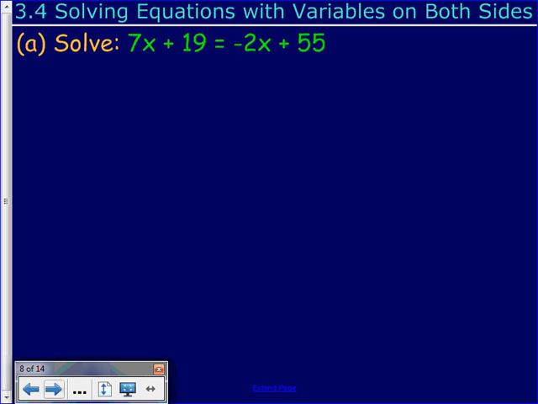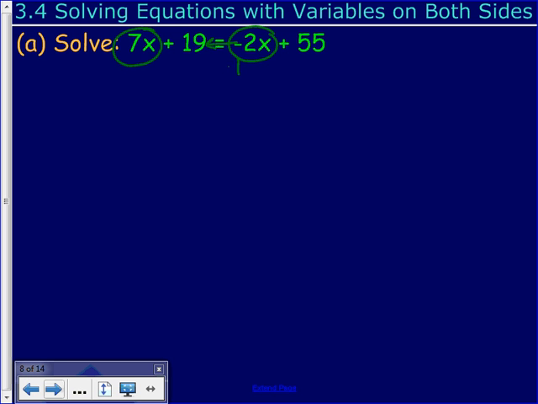Here we go. Let's try one. 7x plus 19 equals negative 2x plus 55. Okay? Do I have any distributive property? No. Move the variables to one side. Most of you like to have the variables, we decided, on the right side. So let's take our 2x and move it over here with our 7x.